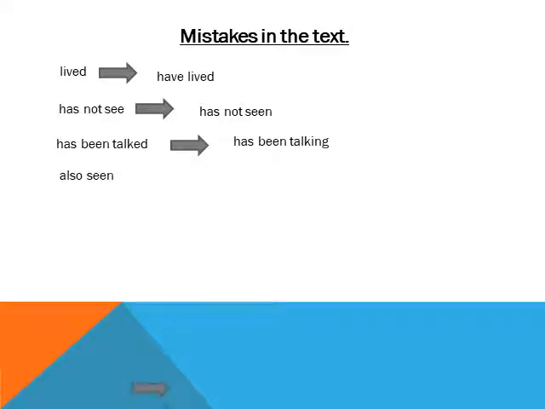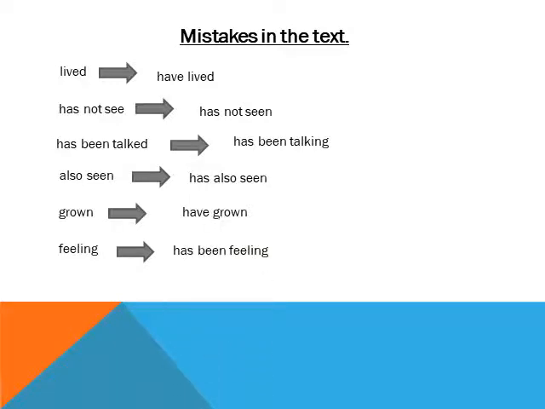Also seen is a mistake. We should say has also seen. Grown is a mistake. Instead, we should say have grown. Feeling is a mistake. Instead, we should say has been feeling. Knitted is definitely a mistake. We should say has knitted. Also knitting is a mistake. We should say has been knitting.